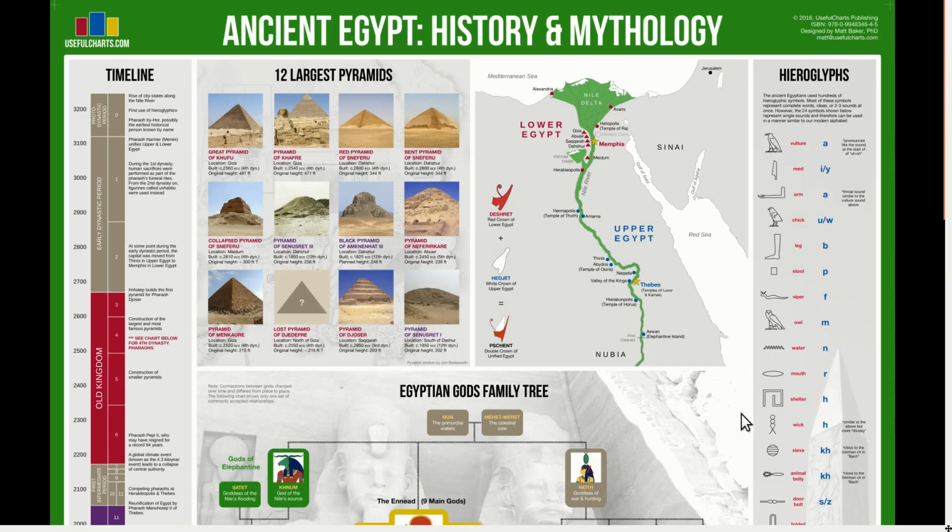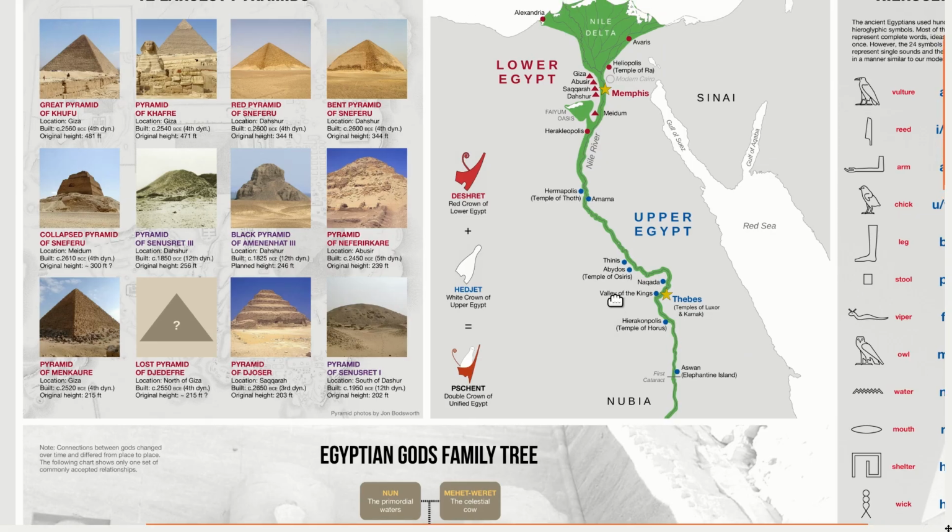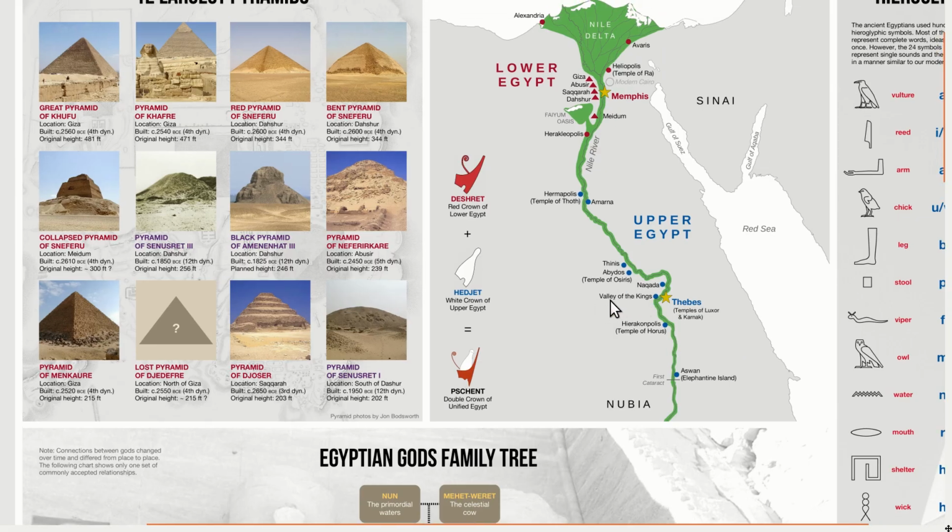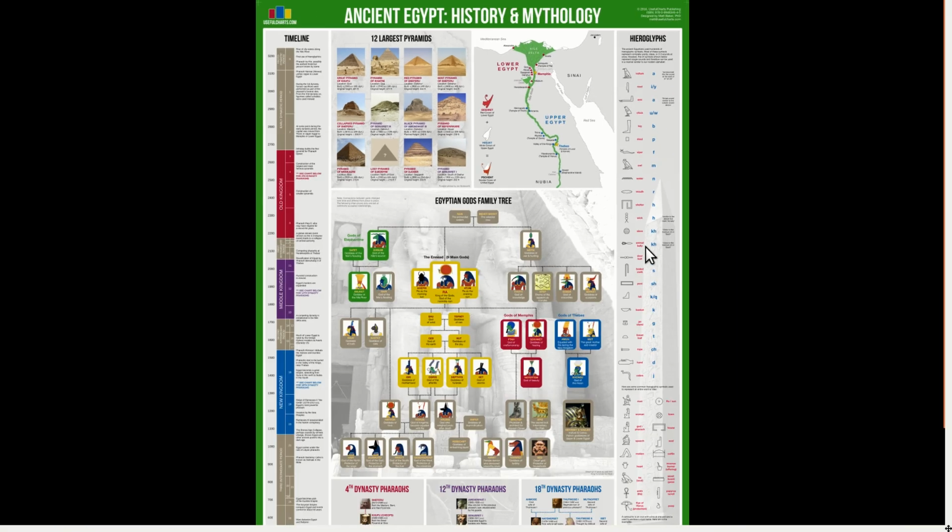I also want to remind you that the 18th dynasty pharaohs from the New Kingdom were centered on Upper Egypt, and so most of the pharaohs from that period are buried in a place called the Valley of the Kings. Okay, they were not buried in the pyramids like the Old Kingdom pharaohs. So Lower Egypt is associated with the Old Kingdom, Upper Egypt with the New Kingdom.